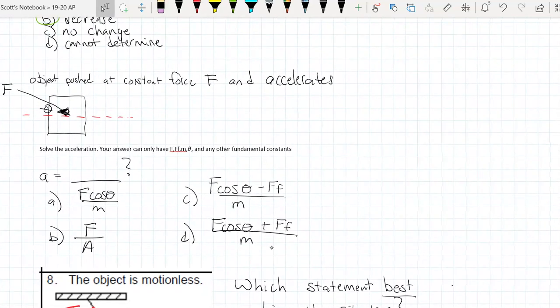All right, now it's changing. Our prompt is changing. We're going to push at a constant force, and it accelerates. And here now it wants our answers in terms of these variables: force, force of friction, mass, and theta, and then any fundamental constant, which is typically g or any other constants.